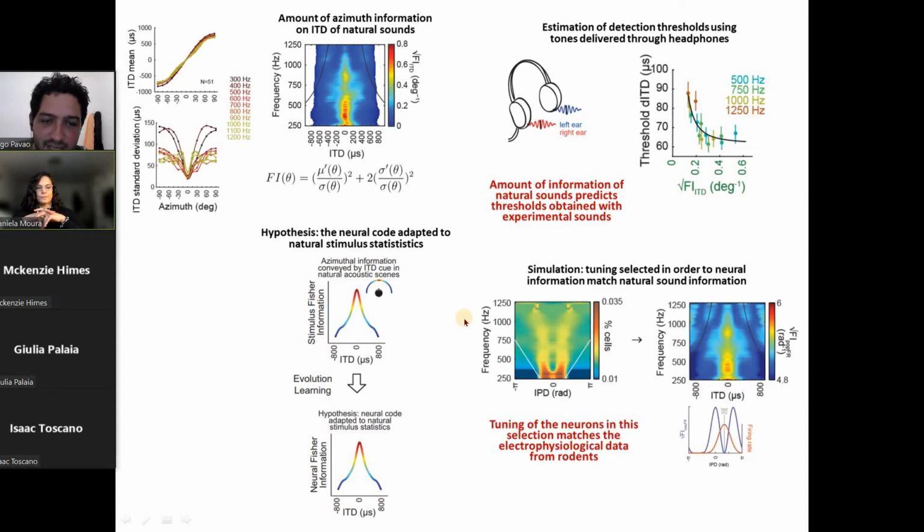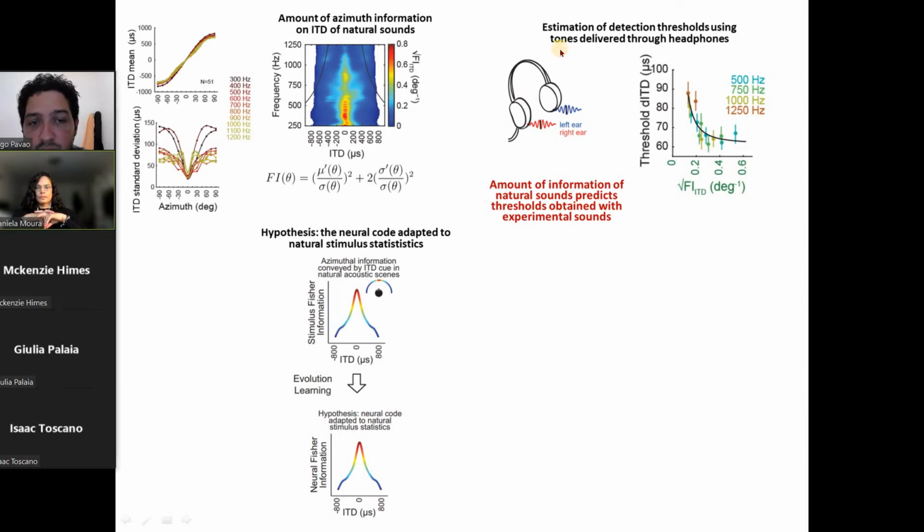That was our hypothesis, and we ran some psychophysics in the lab. We got the thresholds for different frequencies, presenting the sounds on earphones, and the thresholds match the amount of information about azimuth that we got from the sounds. So the information of the sounds in the natural environment, which is on the x-axis here, predicts very well the thresholds that we measure from psychophysics. So this is basically the idea.